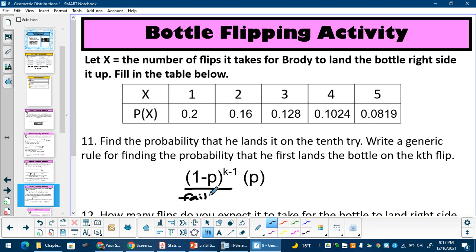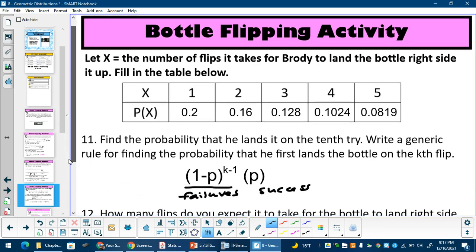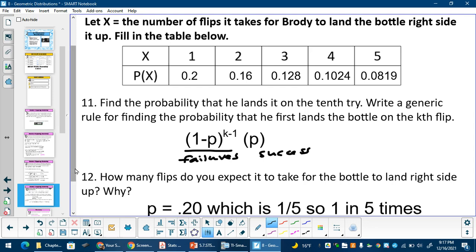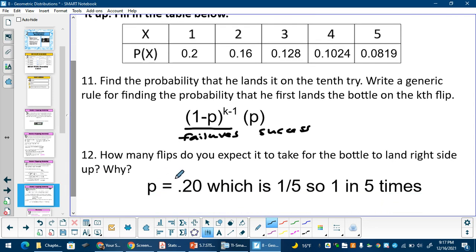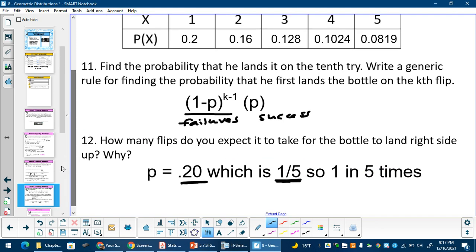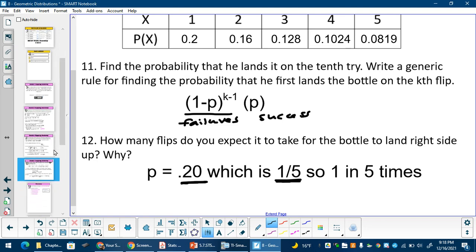So this is the failures. This is the success. So last question, how many fails would you expect it to take for a bottle to land right side up? Why? Well, the probability is 20%, which is 1/5 as a fraction. So 1 in 5 times. So I would say out of 10 times, it would take him 2. So how many flips would you expect it to take for the bottle to land upright? 1 out of 5 times. So he should get it within 5 times, it seems. I take back what I said.